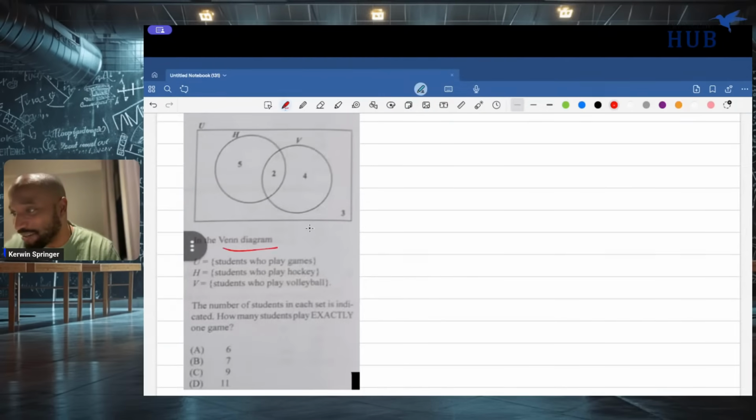The Venn diagram. This is U, this is V. Students who played hockey. The number of students in each set is indicated. How many students play exactly one game? 5 and 4 is 9. Kind of free marks question is this, boy?